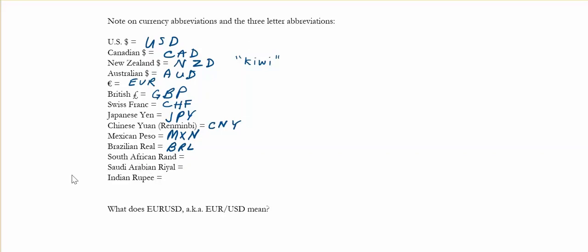well, how do you tell them apart? It seems like it would make sense that they'd both be SAR. Well, the Saudi Arabian Riyal is the one that gets SAR. The South African Rand gets a Z instead of an S to differentiate it. So the South African Rand is ZAR, and then finally the Indian Rupee is INR. And you can look up three-letter codes for all the currencies. They all exist, but I think these are the ones that you will see most often.